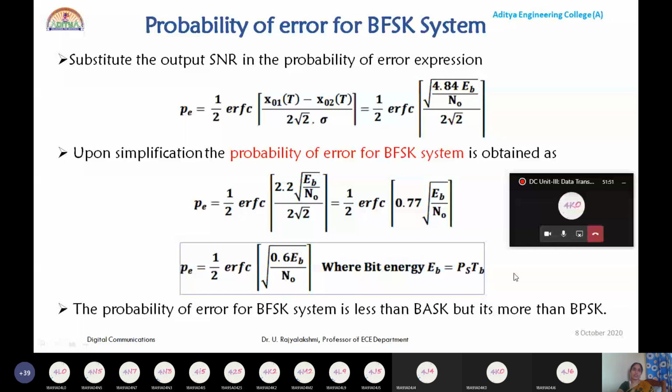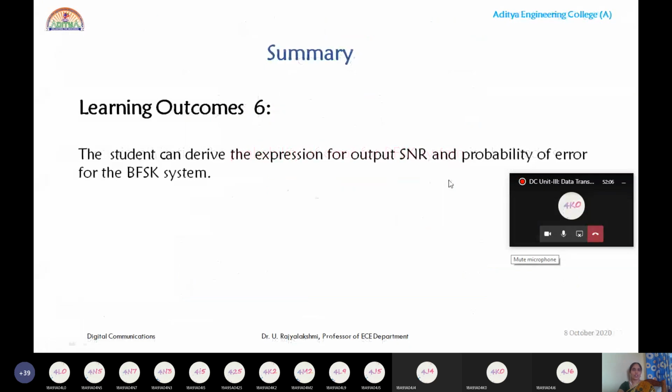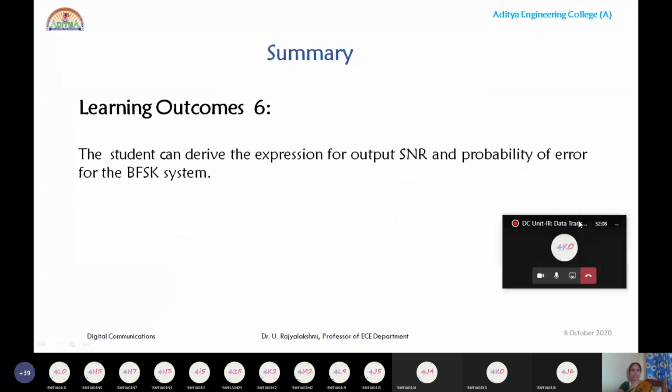And you can also add root rho max, the square of output SNR. Not only root rho max, that is output SNR, you can also say the rho max, which is the square of output SNR. Okay, with this we can conclude the corresponding module 6, so each student should be able to derive the expression for output SNR and probability of error for BFSK system.